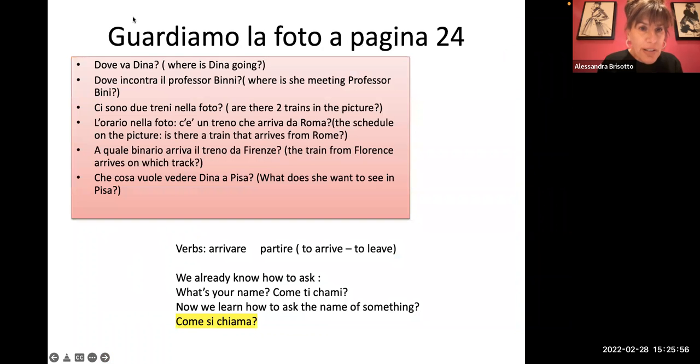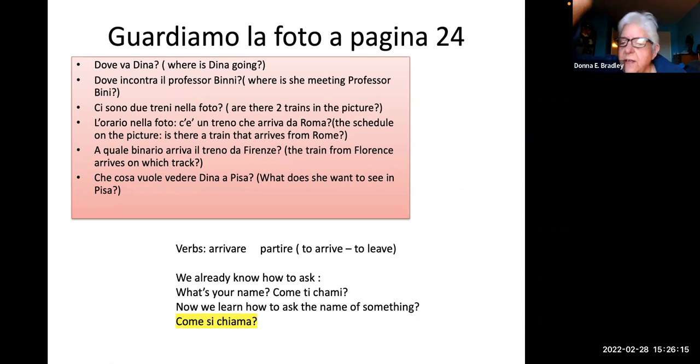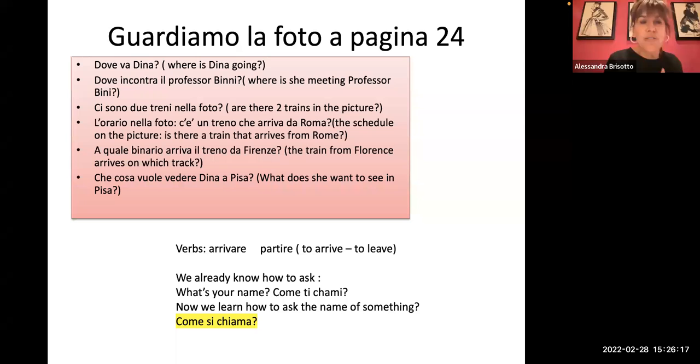So, first of all, I need 2 volunteers, and I'm sorry if you don't have the book. I need 2 volunteers who read page 25. Che cosa è? Okay, so I need Dina and Dr. Professor Bini. Okay, who is Professor Bini? Someone else? Come on.